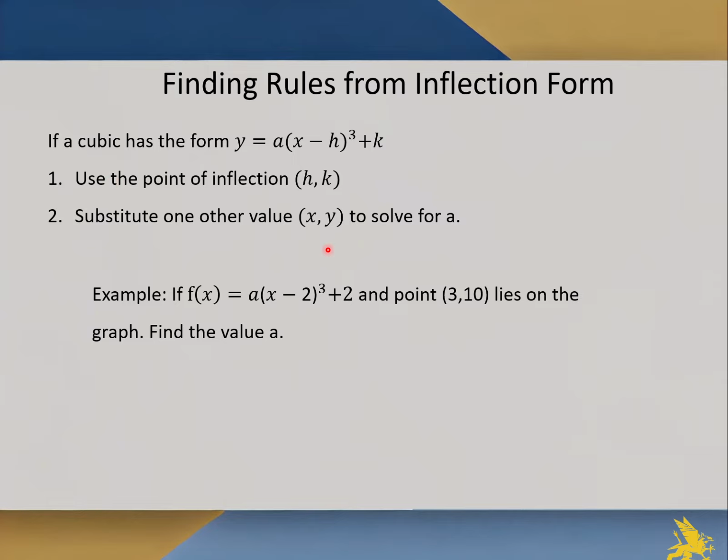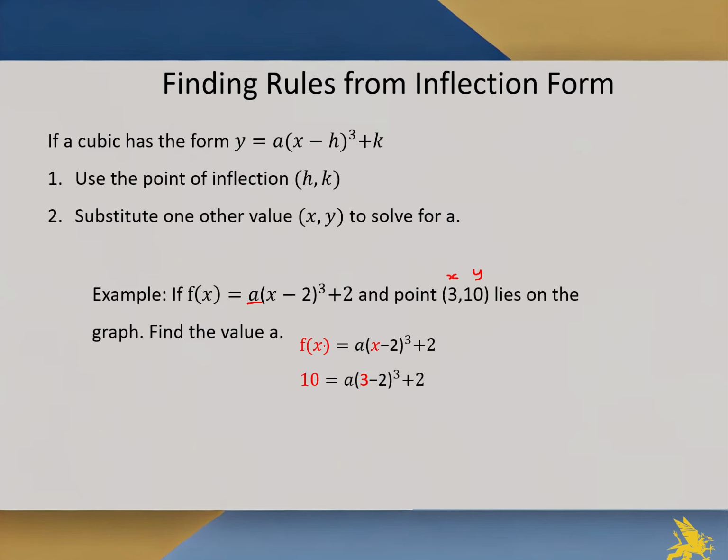So in this case, we're told that f of x is equal to a(x minus 2) to the power of 3 plus 2, and we've got a point (3, 10) that lies on the graph. Find the value of a. Because we know that we have a value of x that's 3 and a value of y that's 10, if we put those values in, we're only left with our a. So I'm just going to substitute those values in.